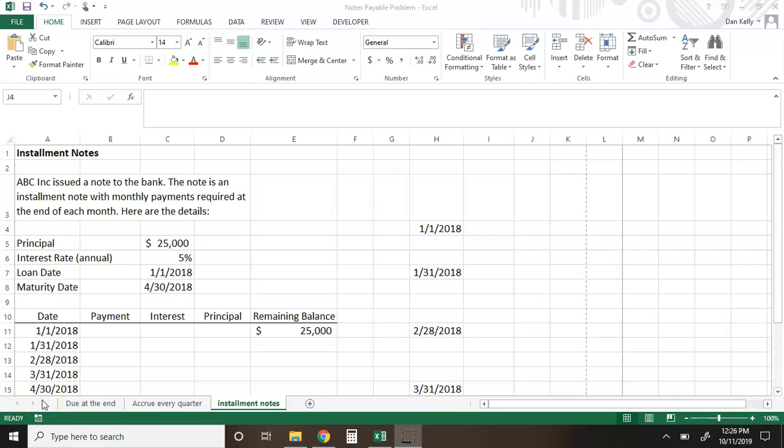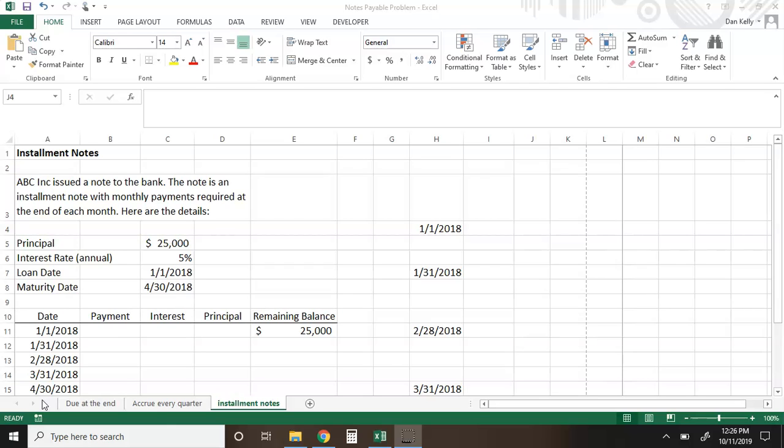Let's take a look at an installment note problem. So here we have ABC Company issuing a note to a bank and taking out an installment note versus a traditional note. As we know, installment notes require installment payments, so regular payments that include both interest and principal.